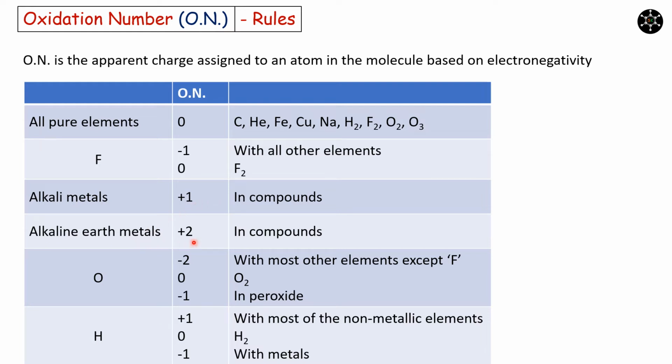Alkaline earth metals will have an oxidation state of +2 in their compounds and will have an oxidation state of 0 in their elemental form. Oxygen will have an oxidation state of -2 with most other elements except with fluorine. In its elemental form, that is in oxygen form or in ozone form, it will have an oxidation state of 0. -1 will be in peroxide. Hydrogen will have +1 oxidation state with most of the non-metallic elements, 0 in its elemental form. If it is bonded with metals to form hydrides, then its oxidation state will be -1.